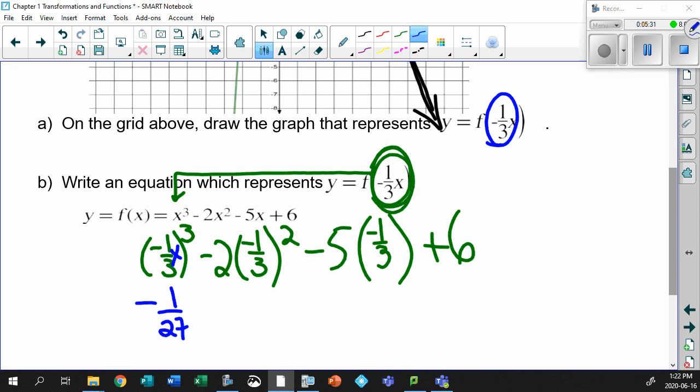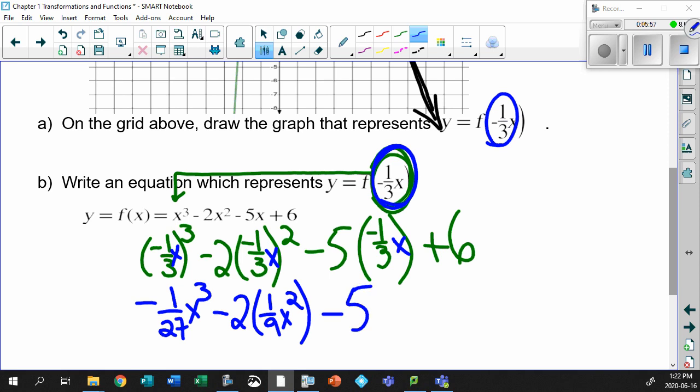Don't forget, we have an x there, so that's still x cubed. This guy has got an x here too, because it's minus 1/3 x. Okay, this one's going to be tough. This is going to be minus 2 times 1 over 3 squared, which is 1/9. Negative times a negative is a positive, so this is 1/9 x squared. This is going to be minus 5 times, oh, there's nothing here. So I'm just going to leave it as minus 1/3 x. That's fine. Plus 6.